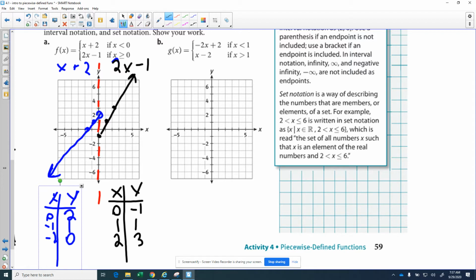So once again, the whole purpose of the problem is that we're literally just graphing half of each line. The one on the left is x plus 2. The one on the right is 2x minus 1.